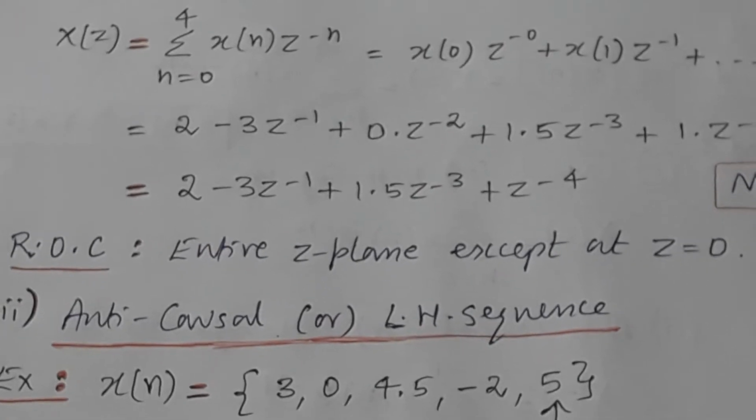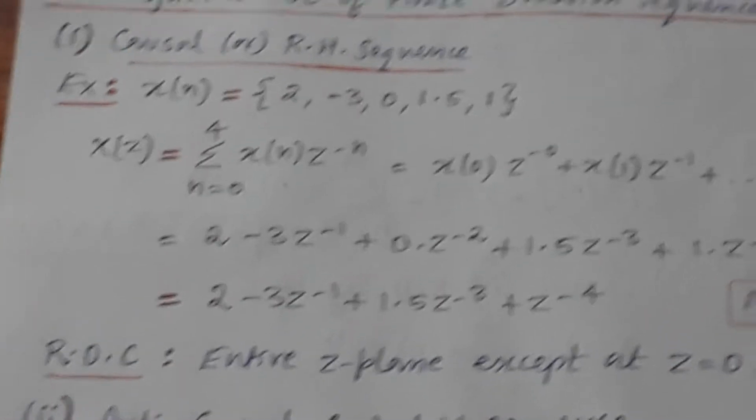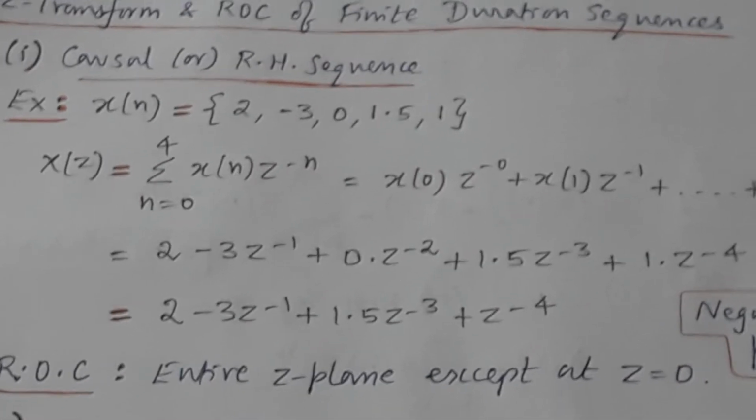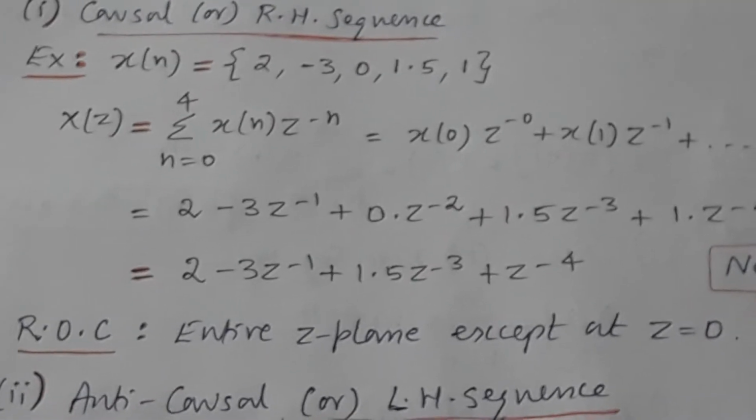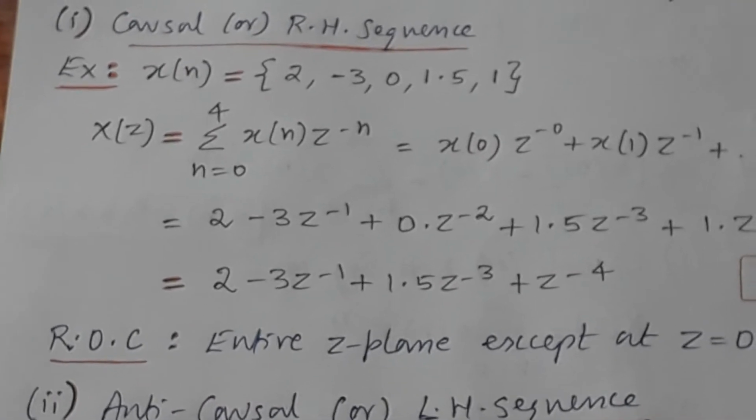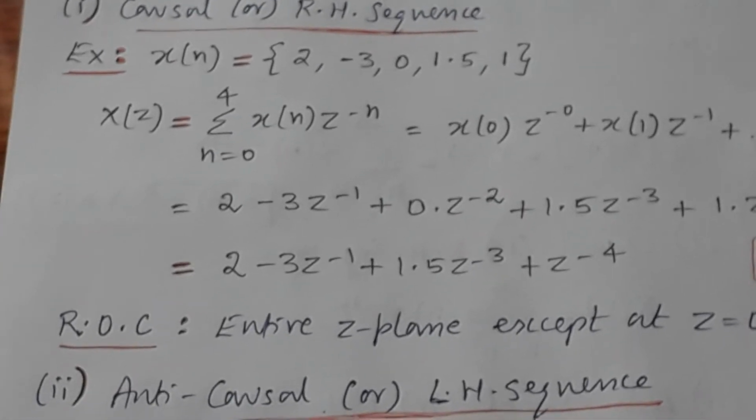Next we have to find the ROC. ROC, what I told, is the values of Z for which Z transform is finite. That means we have to see the values for which x of Z will be infinite.